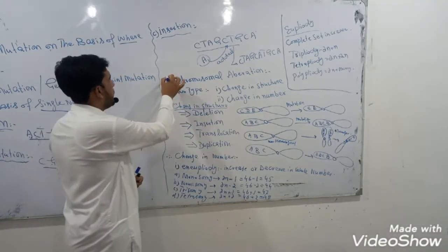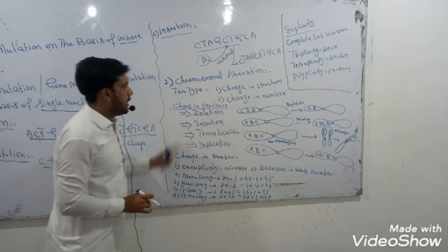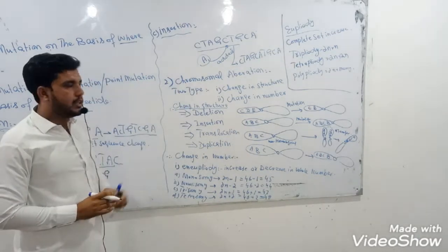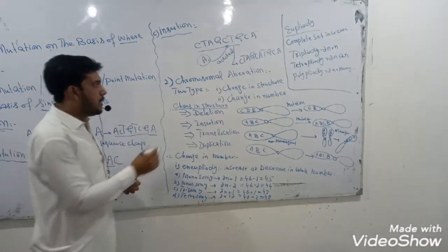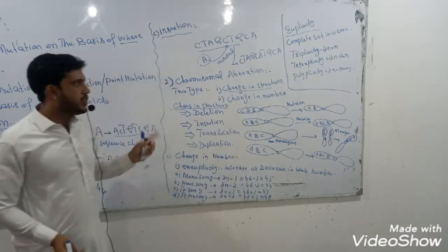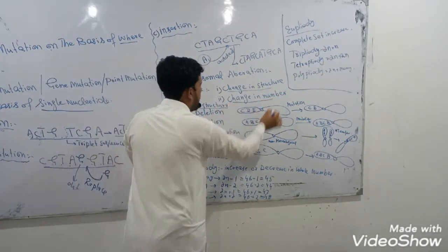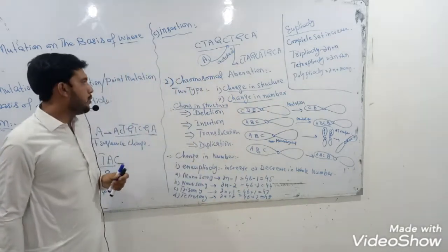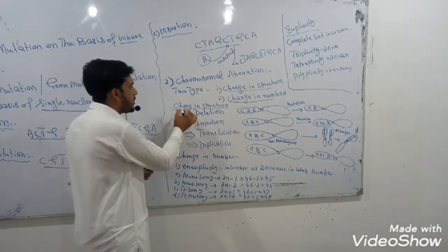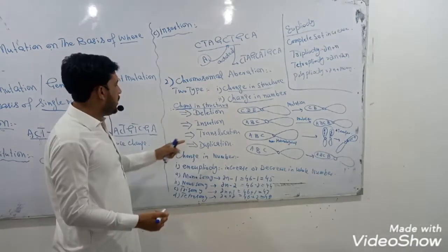The second type on the basis of this is the chromosomal aberration. The chromosomal aberration has two further types. One is change in structure. In this type of mutation, change occurs in the structure. And the second one is change in number, where change occurs in the number of chromosomes. Consider change in structure. The change in structure has four further types.